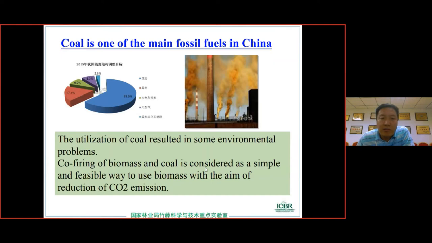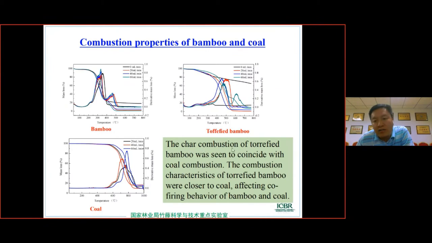This is the combustion of bamboo. This is the purified bamboo. This is the coal. We found the char combustion of purified bamboo is seen to coincide with the coal combustion, and the combustion characteristics of purified bamboo were close to coal, which affects the co-firing behavior of bamboo and coal.